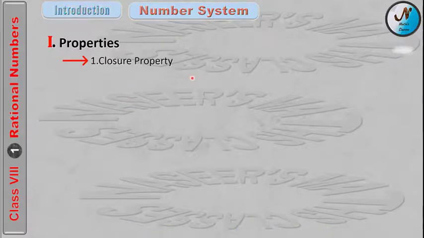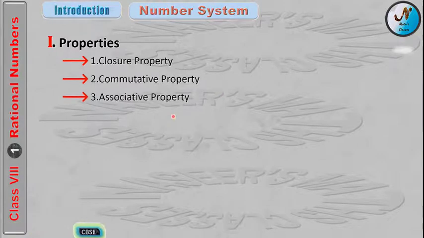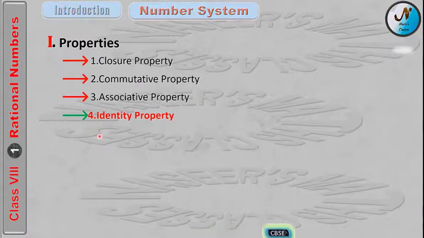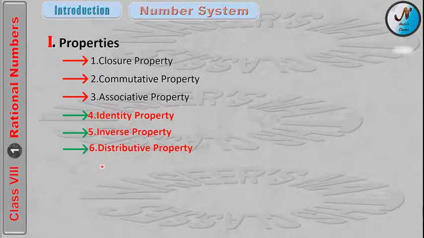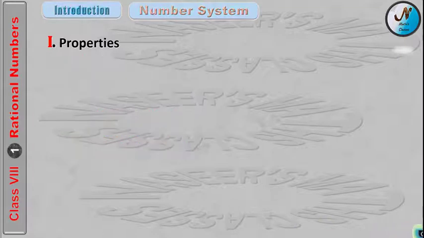The first property is closure property, the second one is commutative property, and the third one is associative property. Next, identity property, another one is inverse property, and the last one is distributive property. These are the 6 properties we learn in this chapter on rational numbers. So the first property is closure property.